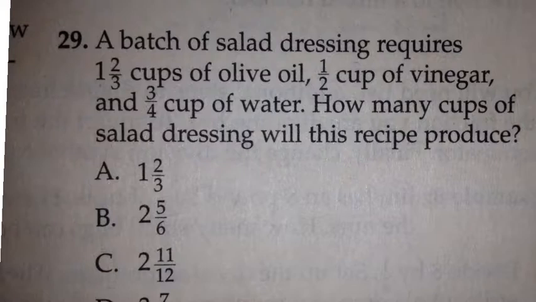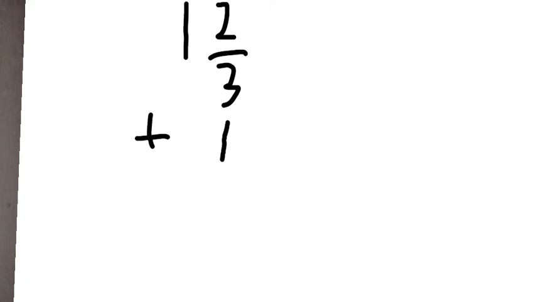Obviously, when you're doing a recipe, you're going to mix everything all together. So you need to add this number to this number to this number. So this is a straight addition problem. Okay, so let's do just that. I'm going to write my three numbers. So again, I have 1 and 2/3. I'll put it right here. I'm going to add it to half first, and then 3/4.